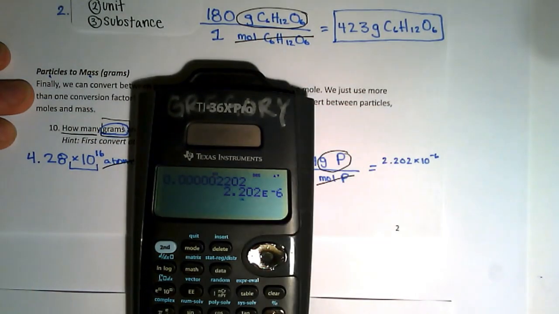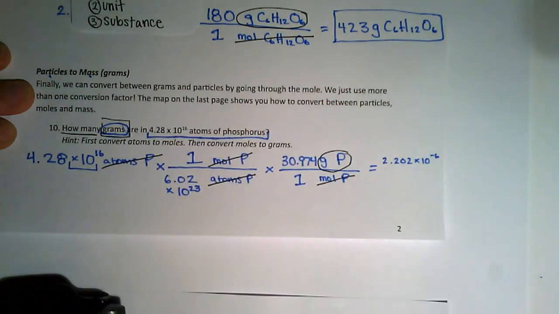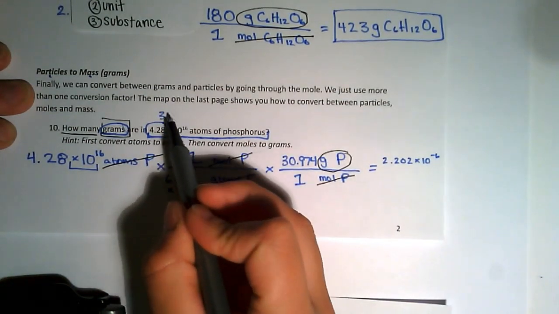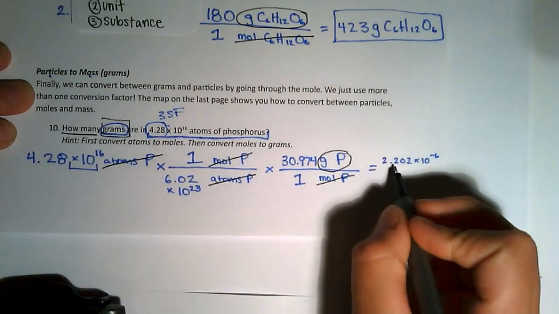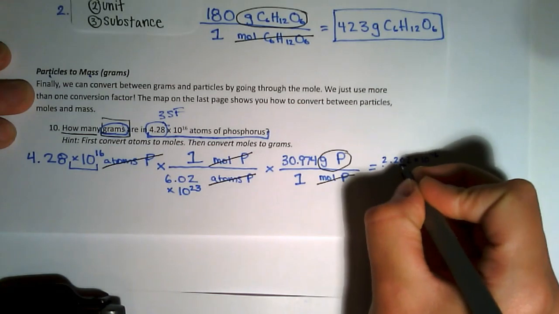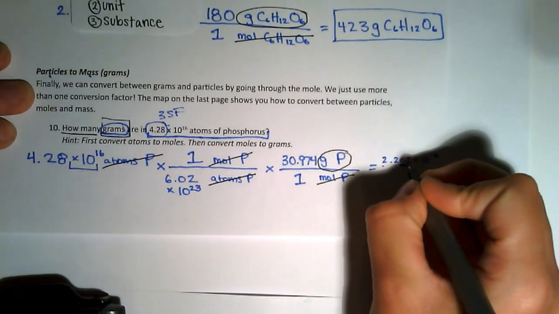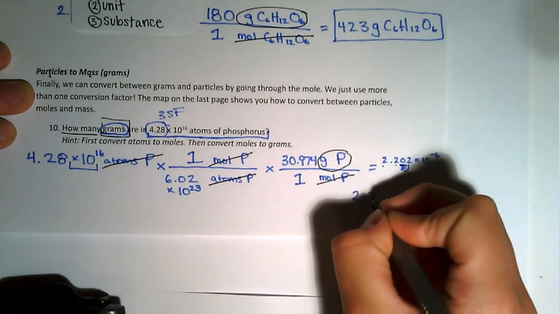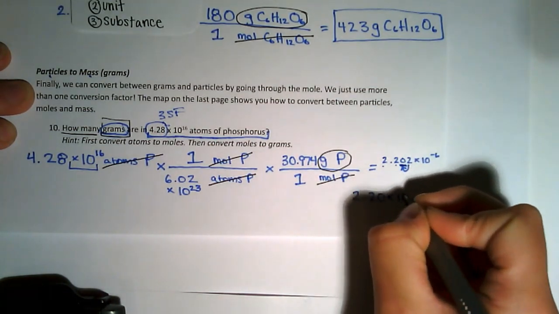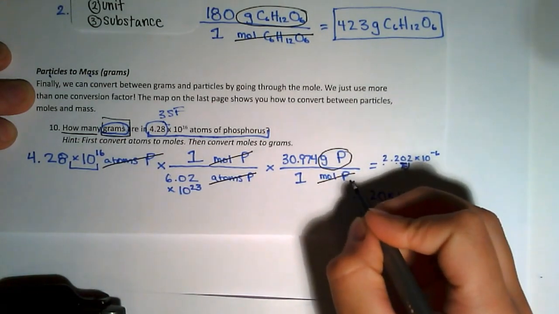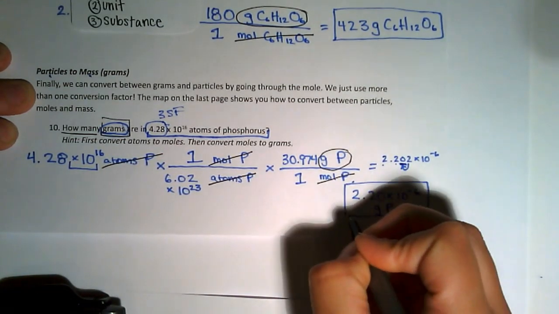But I need to look back at my problem to know how many significant figures I can have. This value has 3 significant figures, so I need to round my answer to 3. So I have 1, 2, 3, 4 right now, so I need to round to this decimal place. The 2 is going to make the 0 stay a 0 and round down. So 2.20 times 10 to the negative 6, and my units are grams of phosphorus. Box that answer in.